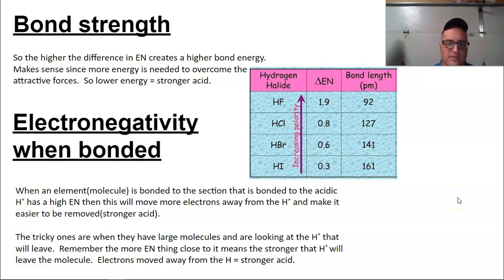All right, so I have this here and I have some examples later to kind of show you and illustrate this a little bit better. So when an element or molecule is bonded to the section that is bonded to the acidic hydrogen, if it has a high electronegativity, this will move electrons away from that hydrogen, making it easier to be removed. The tricky ones is when they have large molecules and you're looking at just that hydrogen, what will happen when you have something very electronegative there? When you have something more electronegative close to it, it means the stronger that H plus will be leaving the molecule. So more electrons moved away from that hydrogen equals a stronger acid.